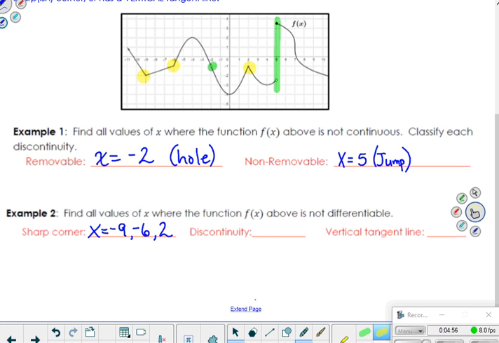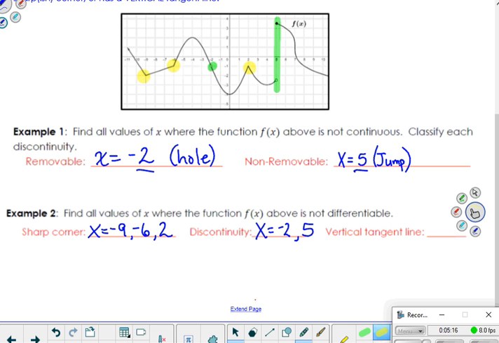And then discontinuities. That happens at the two that we listed above, at x equals -2 and 5, because if it's not continuous, it's not differentiable.